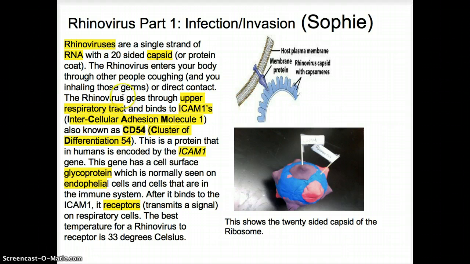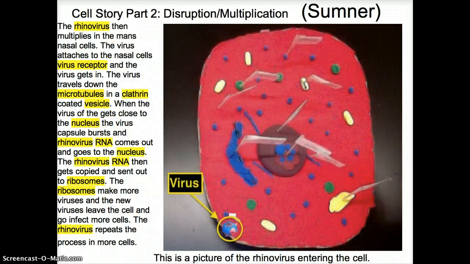It goes through the upper respiratory tract and binds to ICAM1s, which are intercellular adhesion molecule 1. It's a protein in humans, normally seen on endothelial cells. After it binds to the ICAM1, it transmits a signal on respiratory cells. The best temperature for a rhinovirus receptor is 33 degrees Celsius.